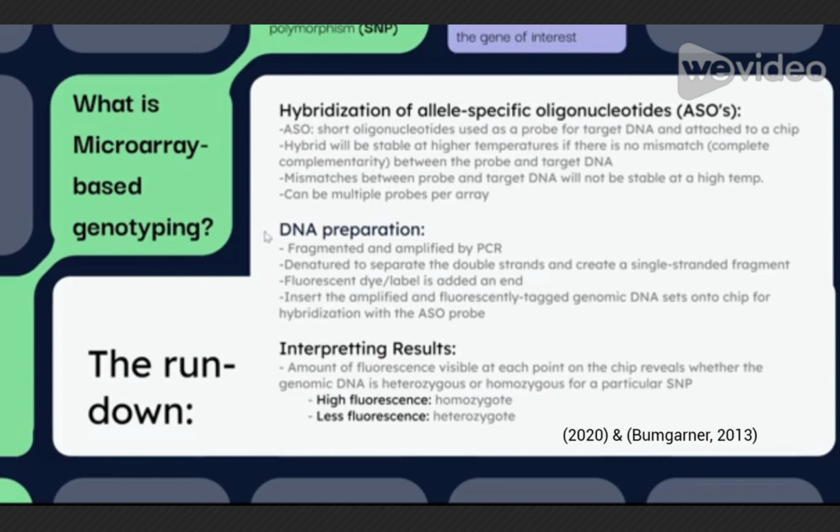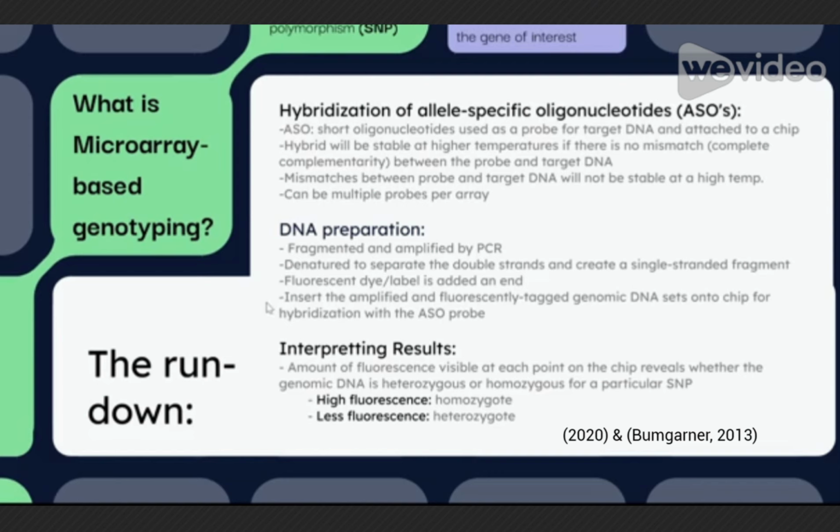Now let's discuss how we will actually obtain this target genomic DNA. First, the DNA will be cut or fragmented using restriction enzymes. Adapters will then be ligated to the fragment, which will allow the DNA to then be amplified via PCR, or polymerase chain reaction. The fragment is then denatured to separate the double strands and create a single-stranded product. Finally, a fluorescent dye is added to an end of the single-stranded DNA product. This final product will later be added to the same chip.